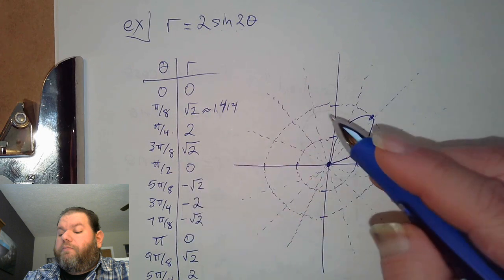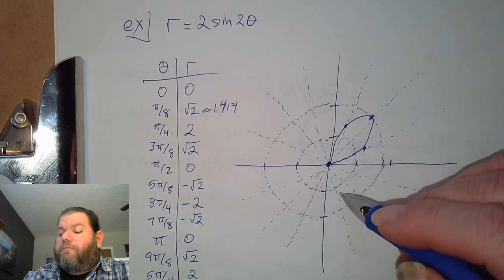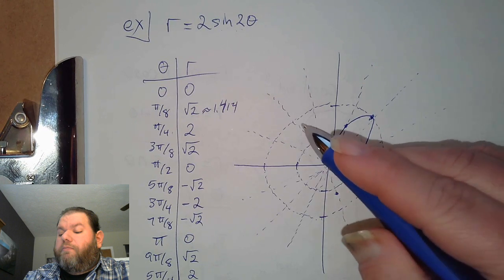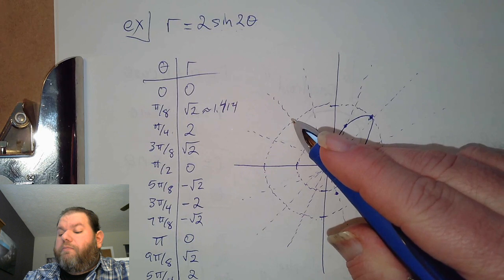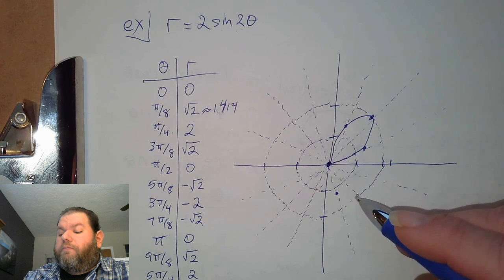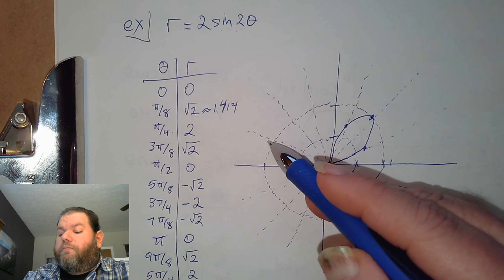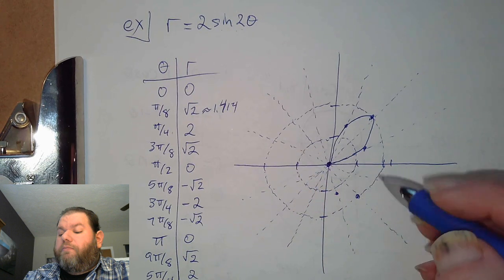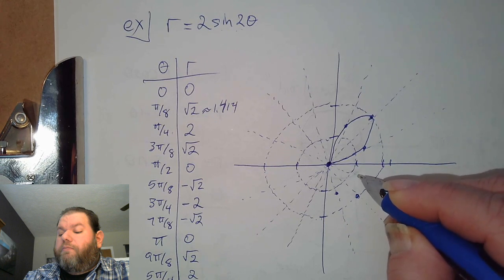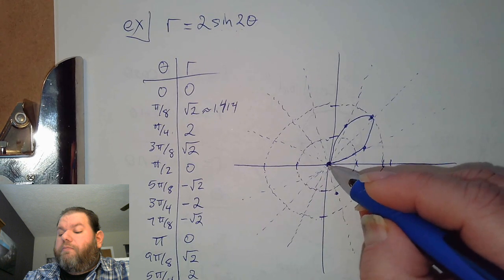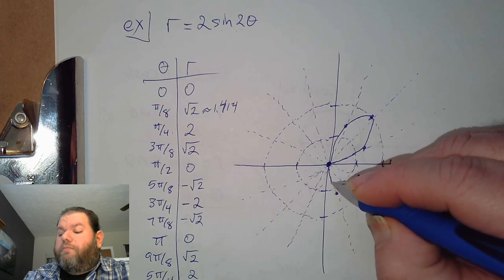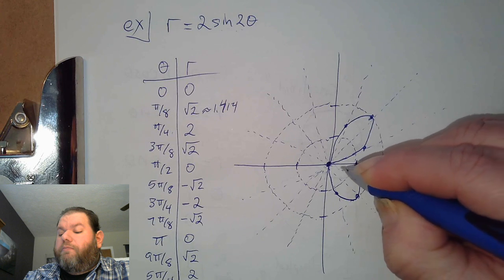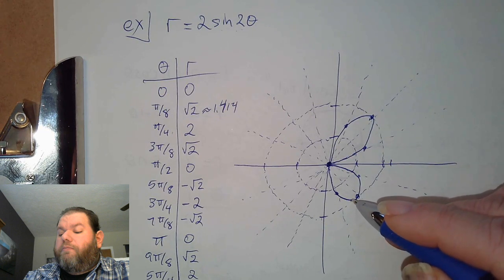Then we continue. 5 pi over 8, we go negative root 2. 3 pi over 4, negative 2. 7 pi over 8, negative root 2. And pi back to 0. So we've actually made a similar loop down here.